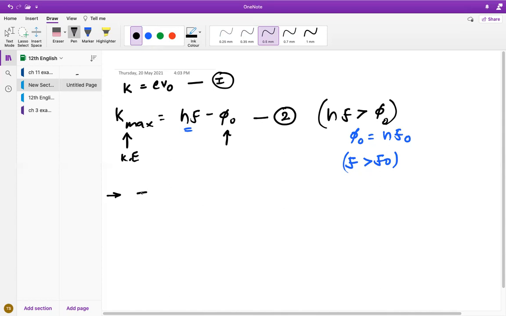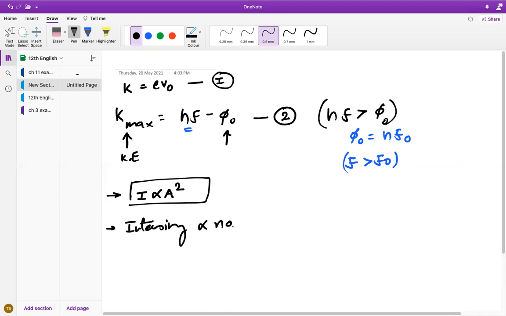And we are aware that in the previous chapter, chapter number 10, we learned that I is proportional to a squared. Intensity is directly proportional to amplitude squared. And intensity will give us more number of photons or electrons. We had already written this earlier.